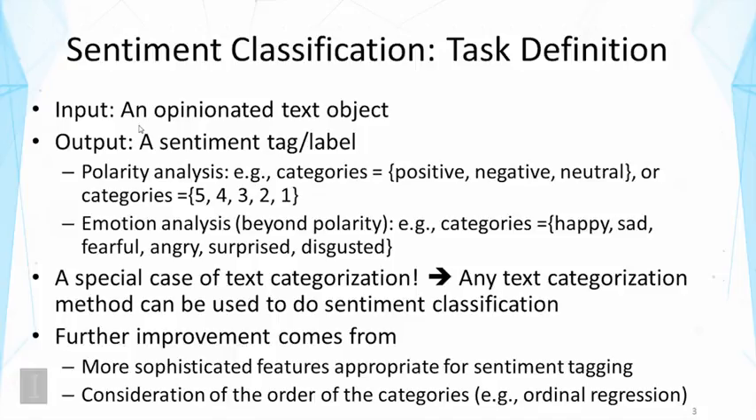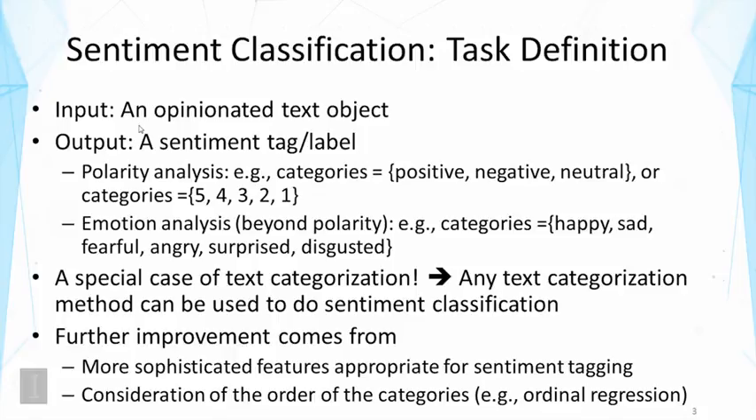In the case of polarity analysis, we sometimes also have numerical ratings, as you often see in some reviews on the web. 5 might denote the most positive, and 1 may be the most negative, for example. In general, you have just discrete categories to characterize the sentiment. In emotion analysis, of course, there are also different ways to design the categories. The 6 most frequently used categories are happy, sad, fearful, angry, surprised, and disgusted.